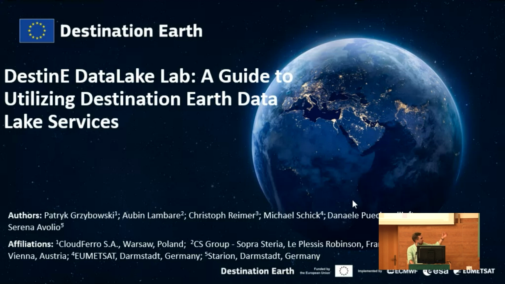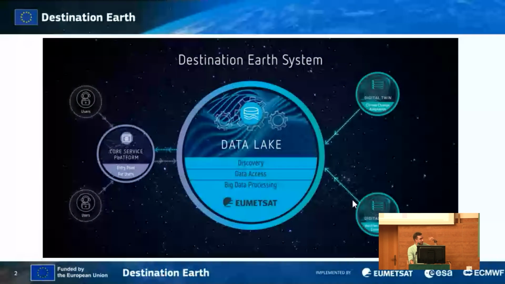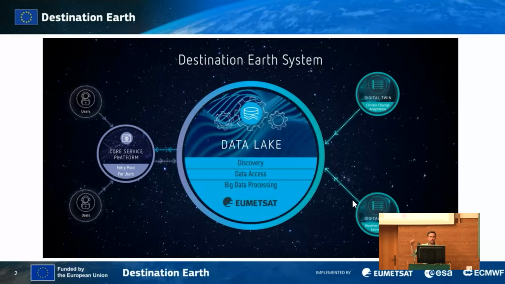Destination Earth Data Lake. Destination Earth is a project, a flagship initiative of the European Commission, which aims to develop a digital replica of the Earth. In fact, there are several replicas of the Earth which are dedicated to some specific areas of interest. For now, there are two of them: climate digital twin and extreme digital twin, which in fact is about the weather. So climate and the weather.